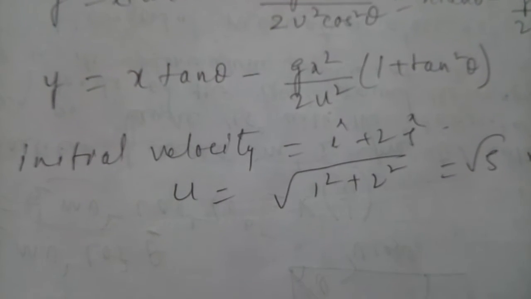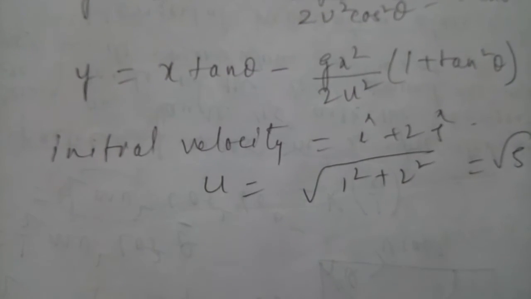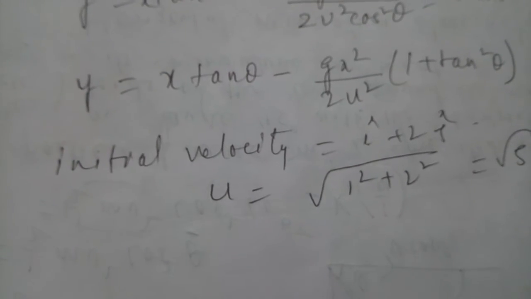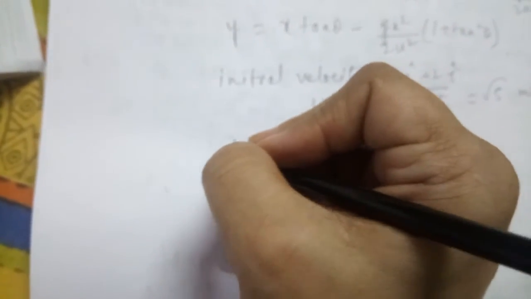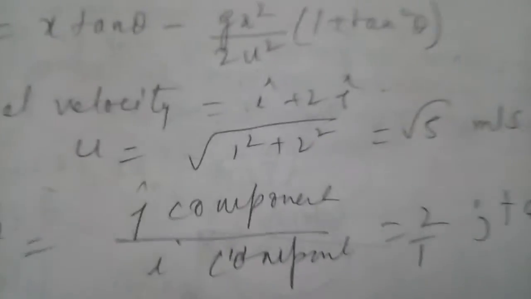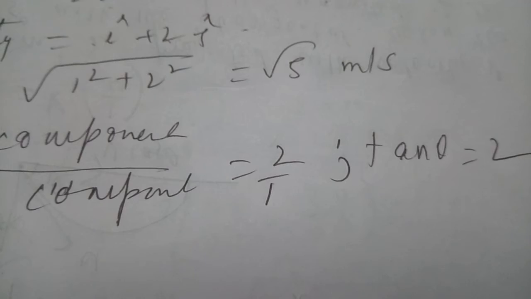So we have got the value of initial velocity, because it was in vector form and we have taken the magnitude. Next we need to find theta, because we have tan theta in our equation. To get the value of tan theta, we take the component of j divided by the component of i cap. This will be 2 divided by 1, so tan theta equals 2. So we have got two very important values: u as root 5 and tan theta as 2.